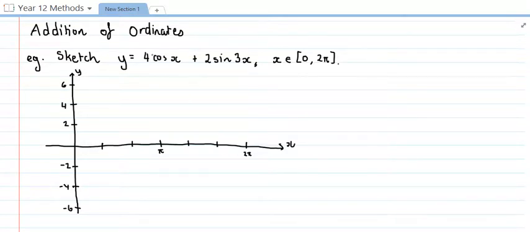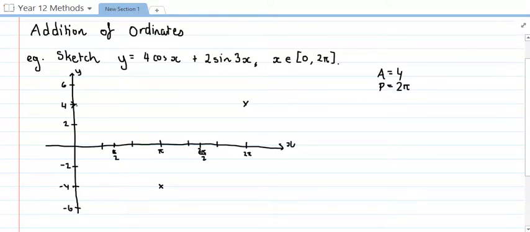So 4 cos x. Now, looking at that, I know that the amplitude is 4 and the period should be 2 pi, because there's no dilation from the x-axis. So I can sketch that one out pretty easily. It's going to start here, it's going to finish here, it's going to have its minimum right there, exactly halfway between, and it's going to pass through pi on 2 and 3 pi on 2.